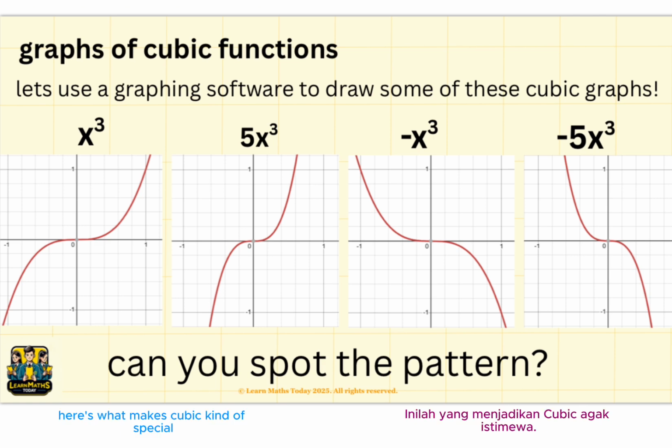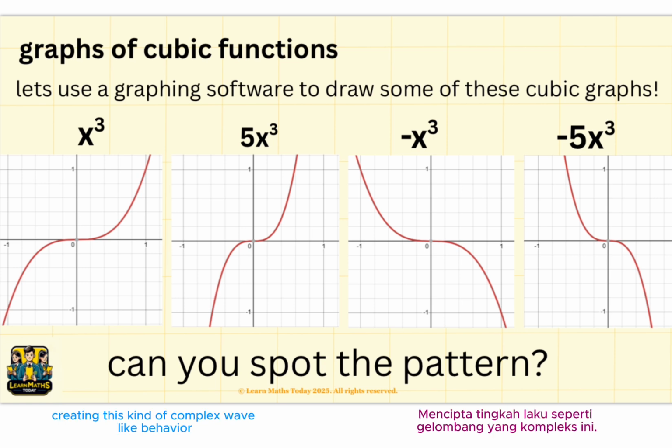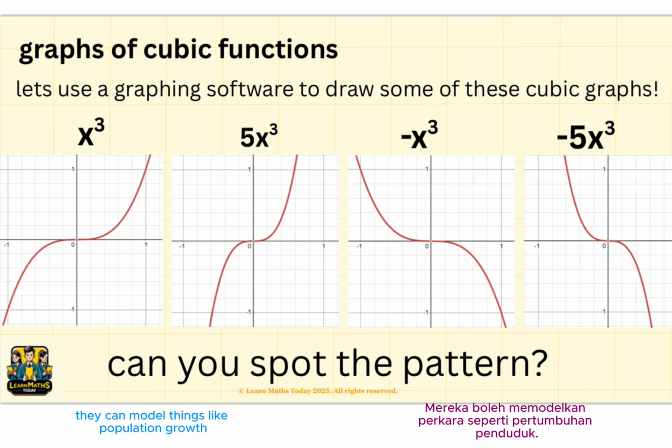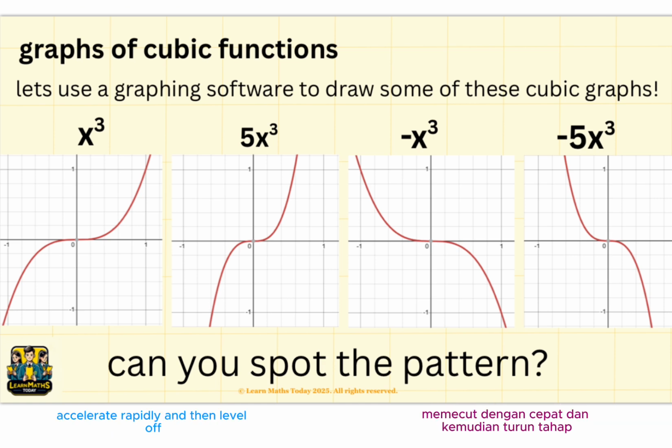Here's what makes cubics special. Unlike quadratics, which have one turning point, a cubic function can have up to two turning points, creating this complex wave-like behavior. They can model things like population growth that starts slow, accelerates rapidly, and then levels off.